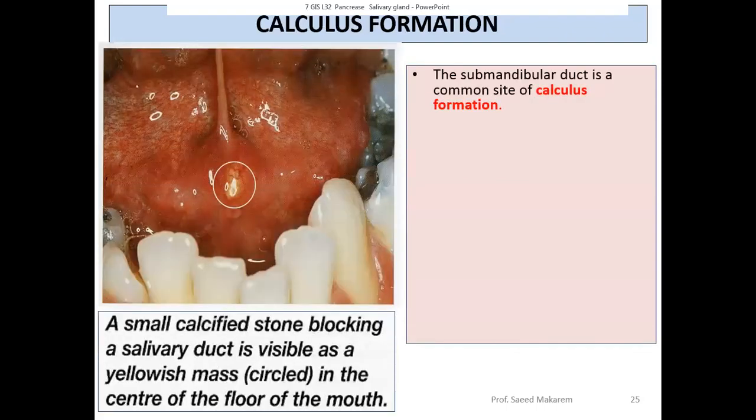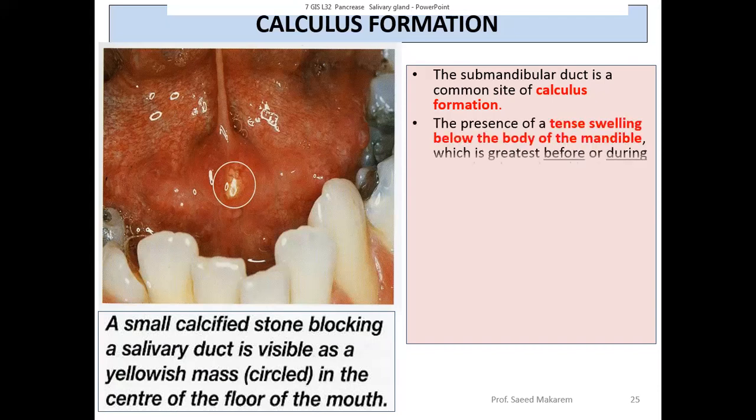If you see here, a small calcified stone blocking the salivary duct is visible as a yellowish mass. This is circled in the center of the mouth, indicating the calculus formation. Calculus formation is common in the submandibular duct because it has to drain against gravity. The submandibular duct is a common site of calculus formation.